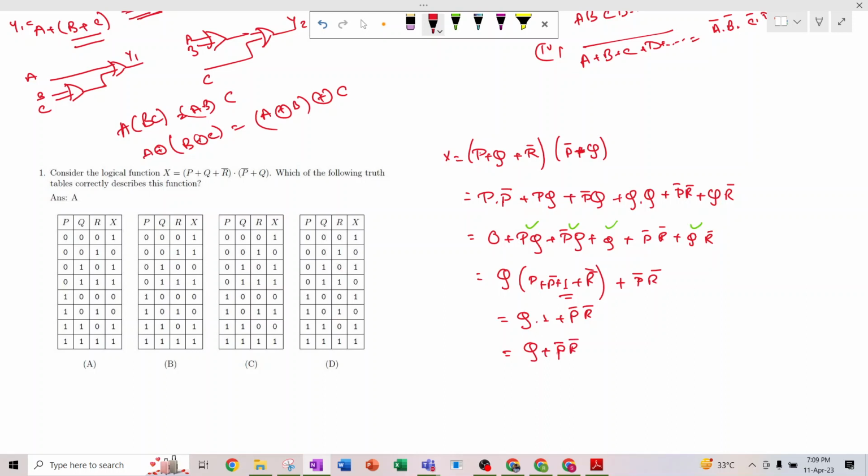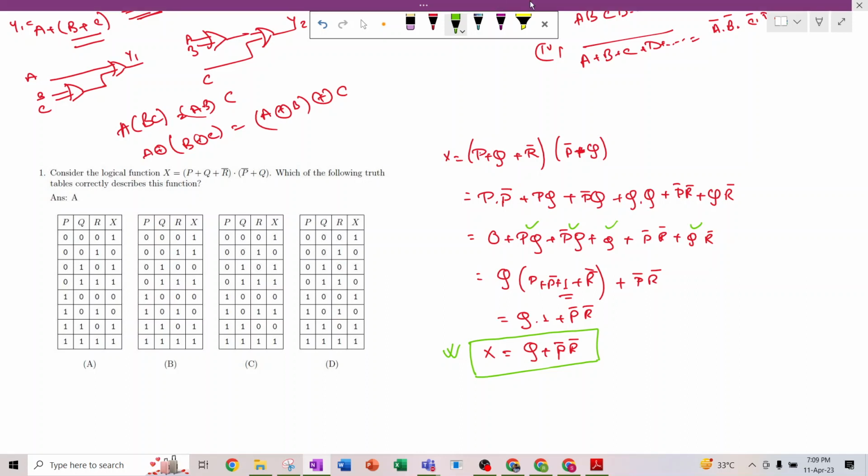So this is the final expression of x. Whatever the previous expression was, we have simplified it using some Boolean algebra laws to a simple Boolean equation, which is x equal to q plus p bar r bar. Now we will see where it gets satisfied.